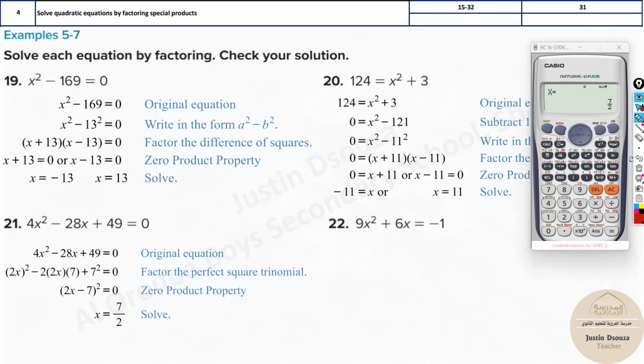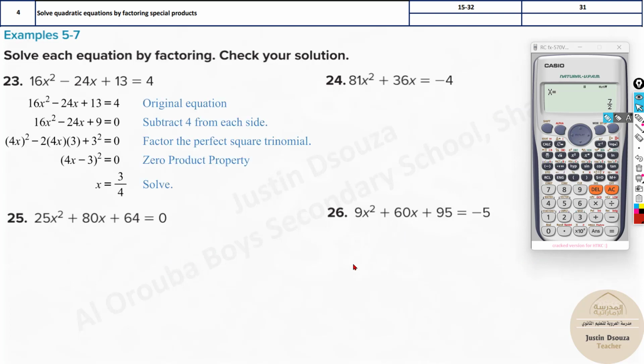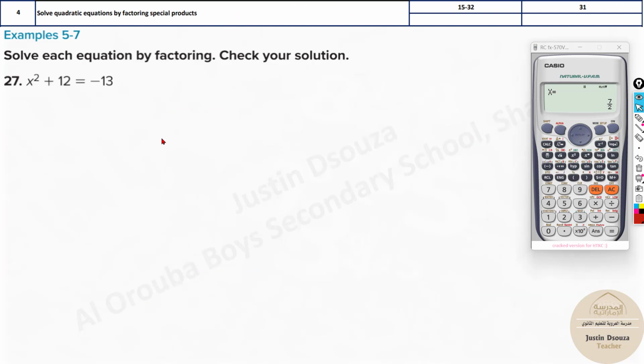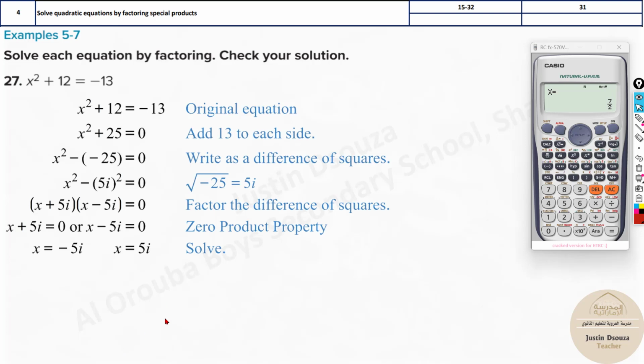Please do solve the others by yourselves. There's nothing new in this. If you're doing the calculator method, it's the same method. So you can pause the video and check the answers. Please solve first and then check the answers. Over here there's an imaginary number, but it doesn't matter. Let's do it here: 1, 0, and what you can do is write 12 plus 13 this time.